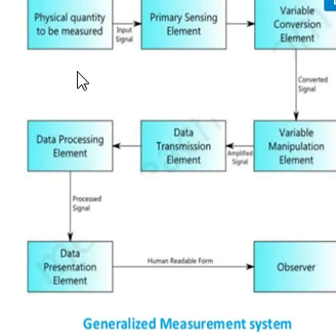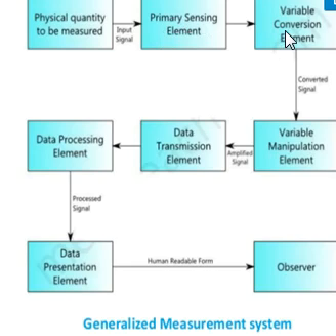The first element is the primary sensing element. It will be in contact with the physical quantity which is to be measured. It will be directly in contact, and it will absorb some energy to measure. That is the function of the primary sensing element.